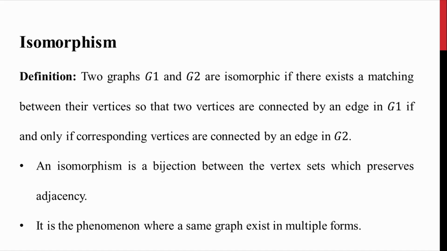isomorphic. A more formal definition of isomorphic graphs: the simple graph G1 with the ordered pair set V1 and E1, where V1 is the set of vertices and E1 is the set of edges, and graph G2 with the ordered pair set V2 and E2, where V2 is the set of vertices and E2 is the set of edges of graph G2, are isomorphic if there is a bijective function f from V1 to V2 with the property that vertex A and vertex B are adjacent in G1 if and only if f of A and f of B are adjacent in G2.